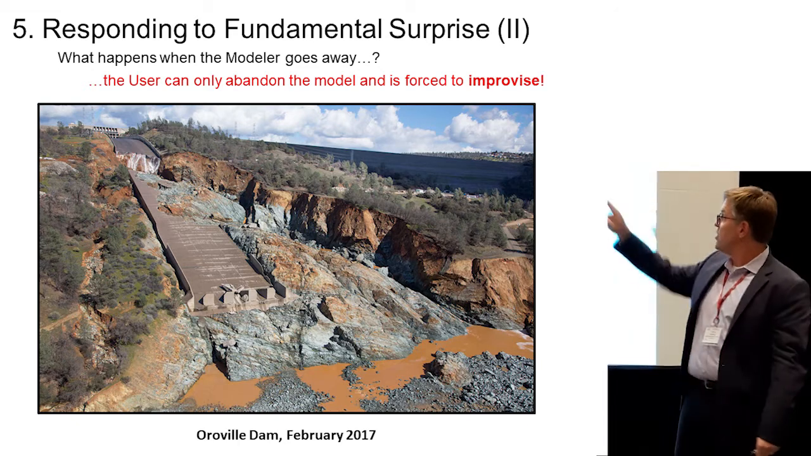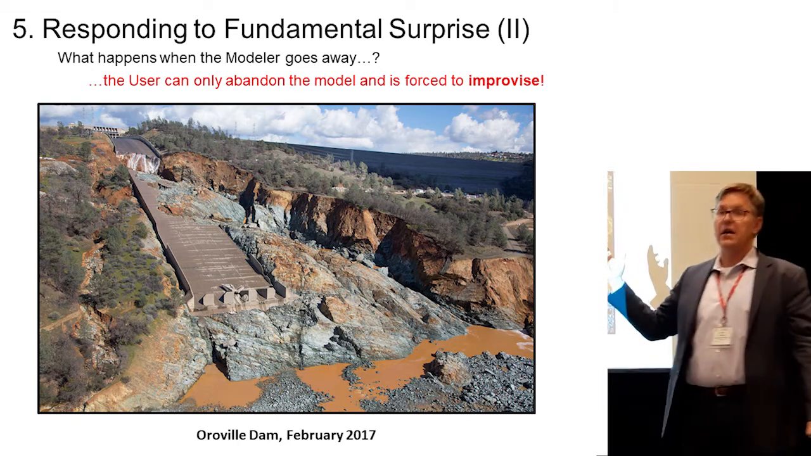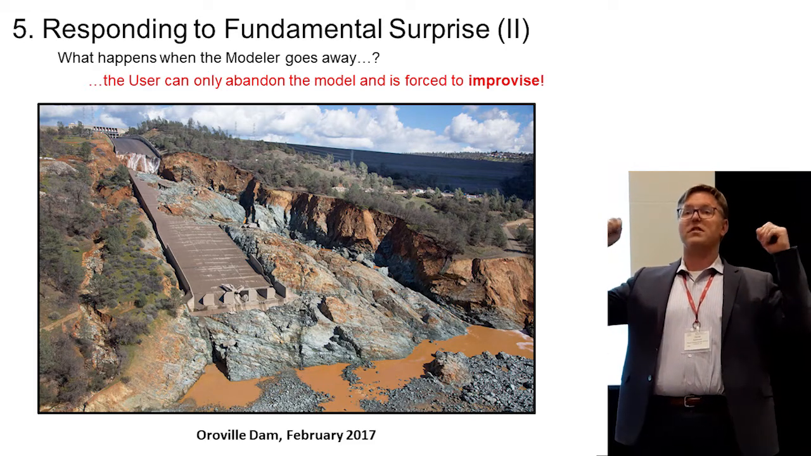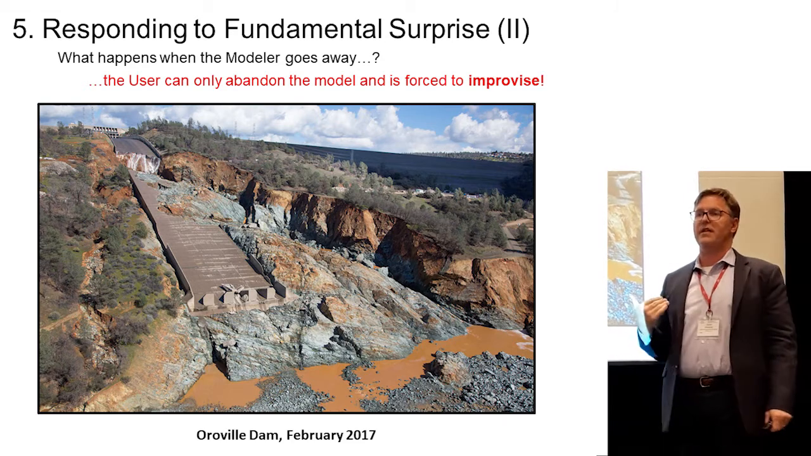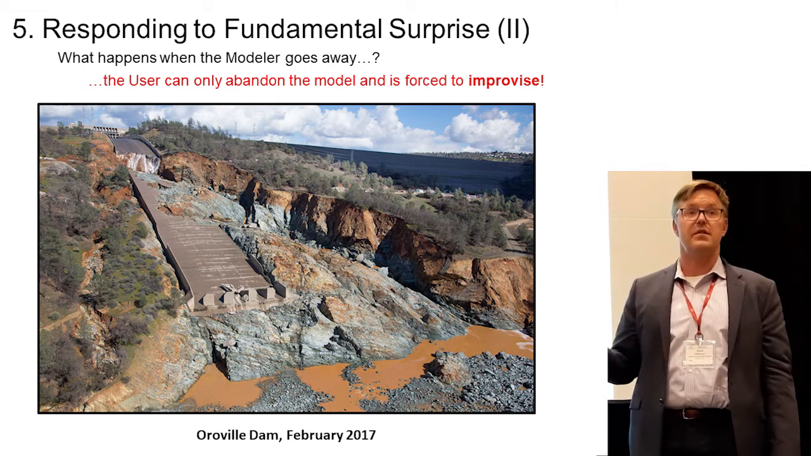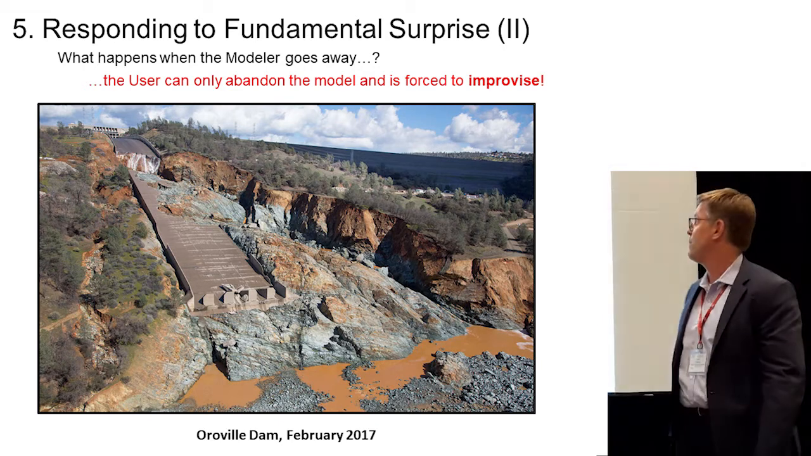And at that point, two engineers at the top of this primary spillway, which had already failed, said, I don't know, we've got to do something. So they opened those gates to a level never before seen that caused tremendous damage to the spillway, but ultimately saved the dam. It was in the presence of this fundamental surprise that they had to make a decision. They had to improvise. There was no model to support them.